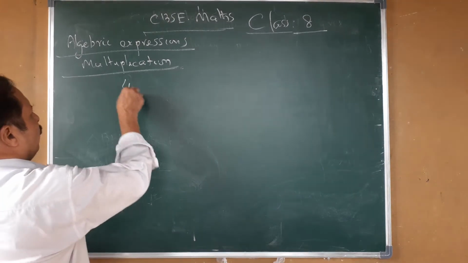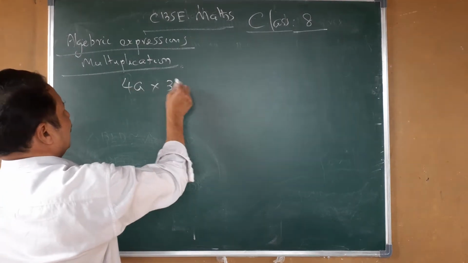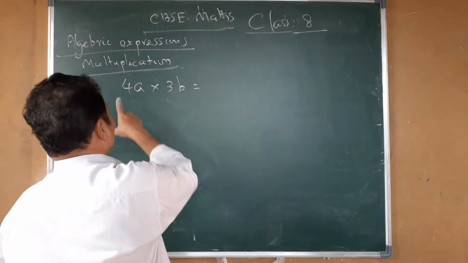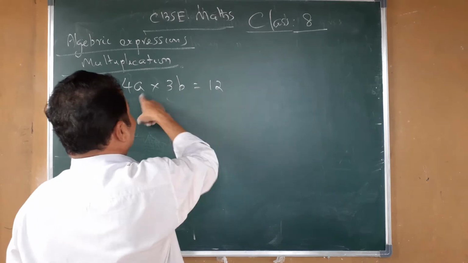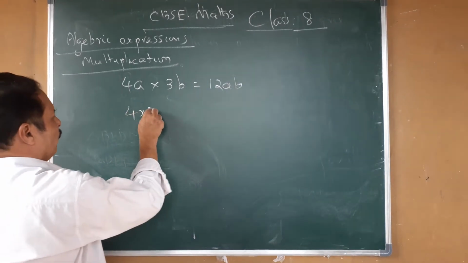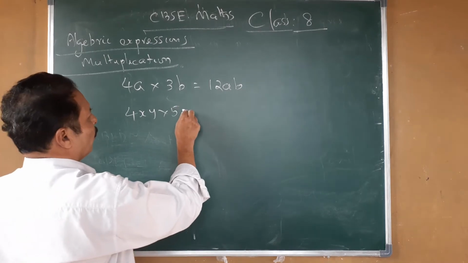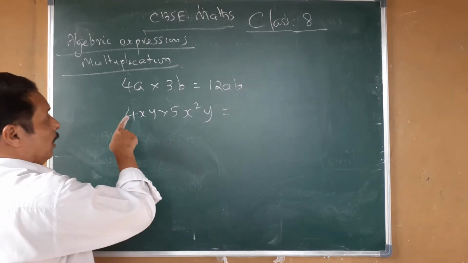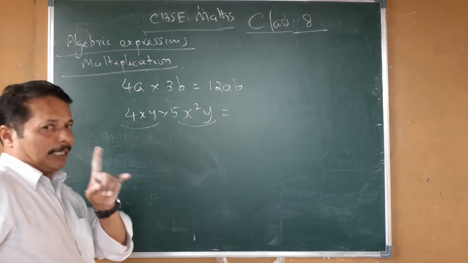Look at here. 4a is a monomial, 3b is also a monomial. 4a into 3b: 4 into 3, 12, a into b, ab. See that? Once more, 4xy into 5x square y. Are you ready? Now only one term. One term means monomial.